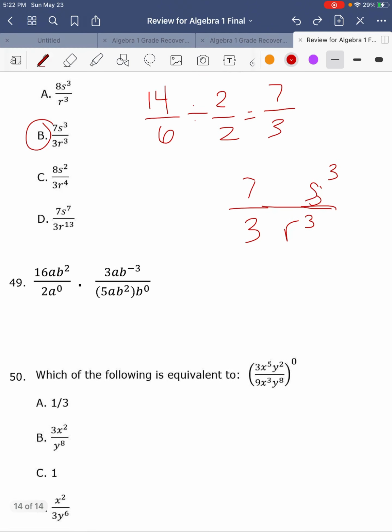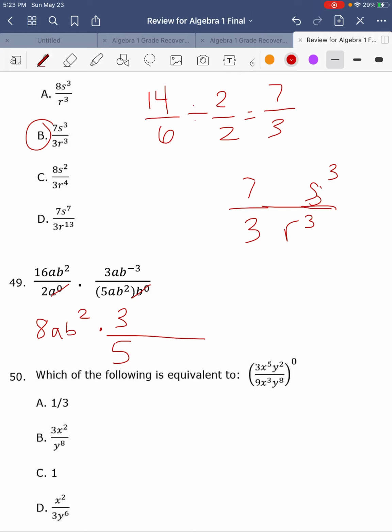Okay, 49, we're going to take this one side at a time. So let's start with the left side. And I have 16 divided by 2. That gives me 8. And then down here I have a to the power of 0. We know that was just equal to 1, so we don't really have to even worry about that. So I'm just left with ab squared. Now on this side, again, this b to the power of 0 doesn't really matter. So I'm just going to be left with 3/5.